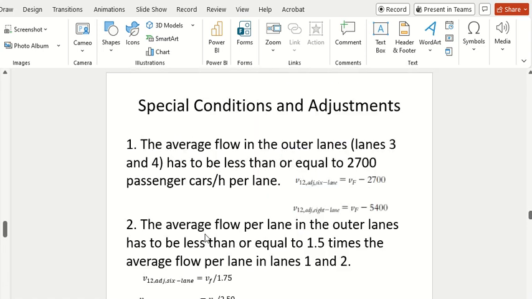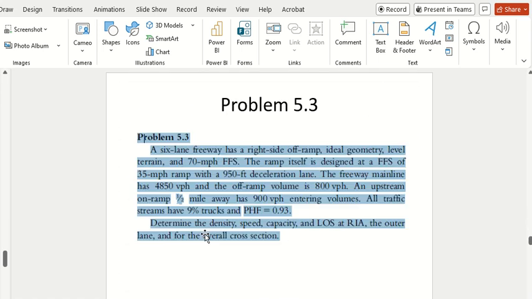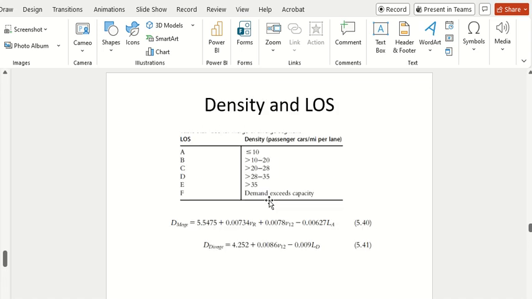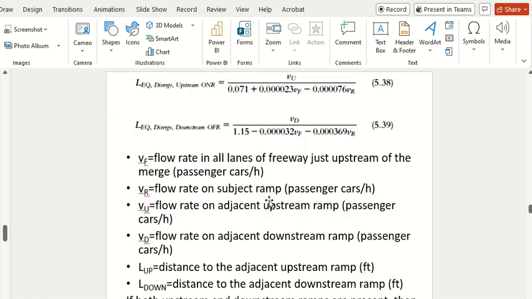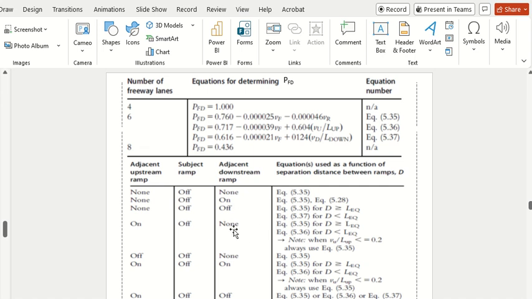Okay, I have to look for the ramp before and the ramp after. Okay, is any data given for the ramp before and after? Yes, we have an upstream on ramp, half a mile away, which has this much volume. Okay, so let me go and check how to use this. So we have only an upstream ramp and nothing downstream. So nothing downstream, upstream on ramp.